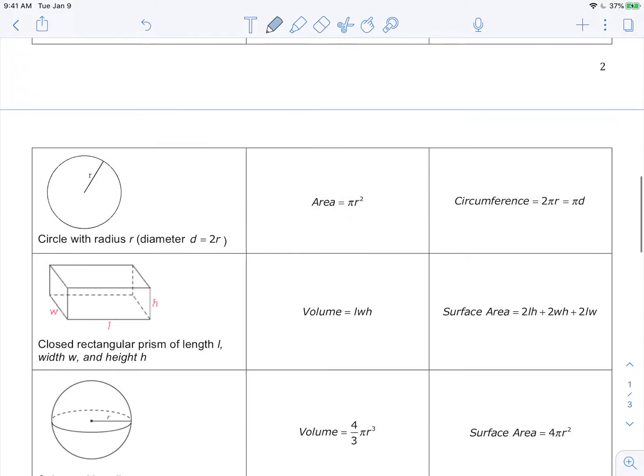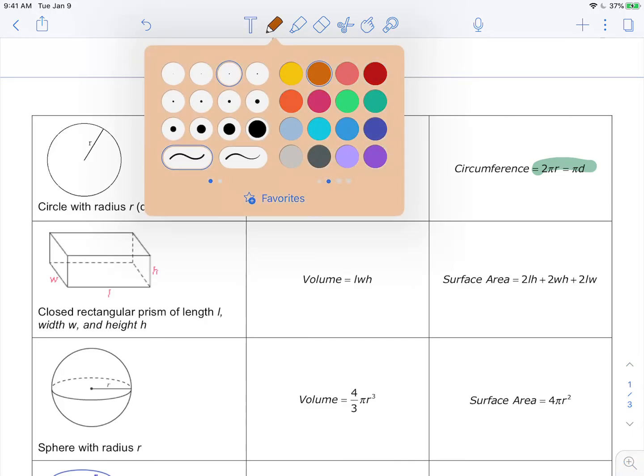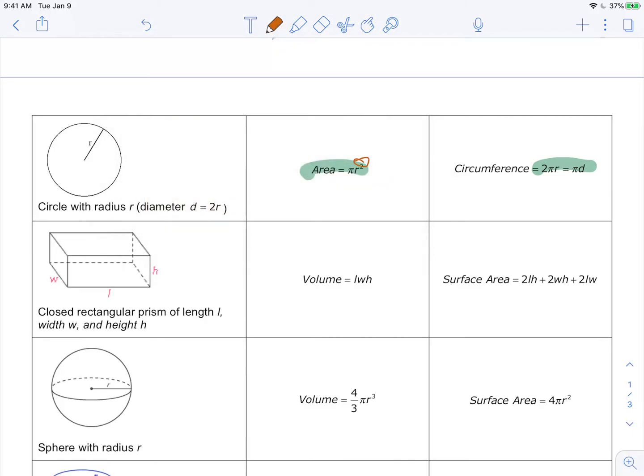Okay. Over here, circumference and area of a circle, pi r squared and 2 pi r, or pi times diameter. Again, sometimes students confuse these two. So just think about it like this. If it's squared, it has to be area, because area is in square units. So for example, meters squared, miles squared, kilometers squared, and circumference is just in regular units, so like miles, meters, kilometers.